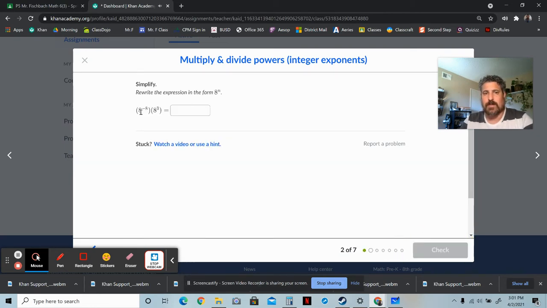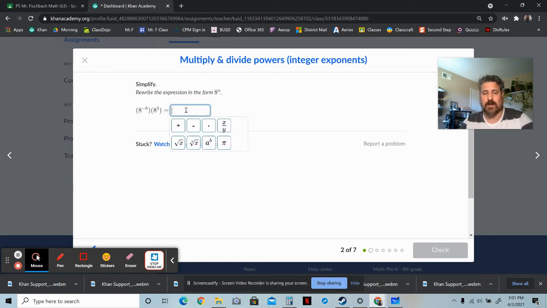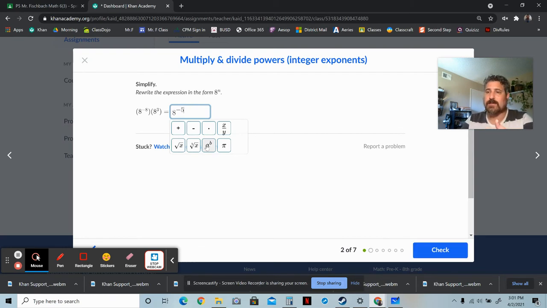Okay. This one would be x to the negative 8 times x to the third. When you're multiplying two powers that have the same base, you add the exponents. What is negative 8 plus 3? Negative 5. So this would be x to the negative 5. And that's exactly the same as 1 over x to the fifth.